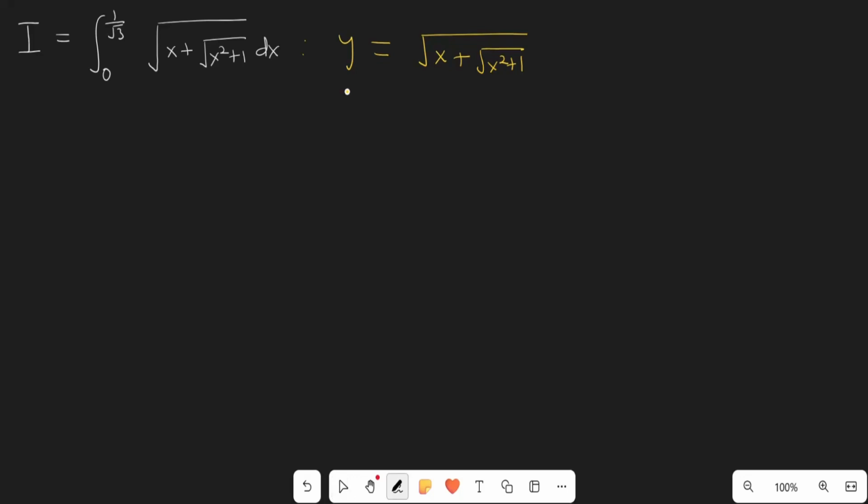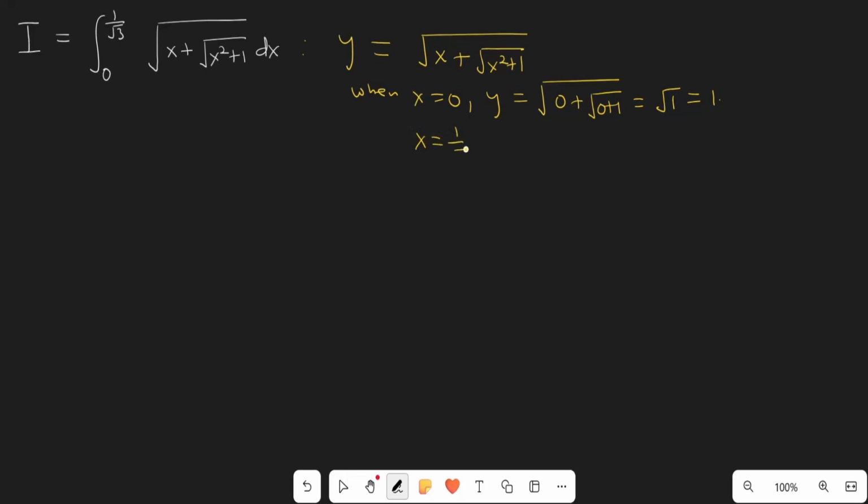So we are now going to do the change in limits, right? When x is 0, that is the lower limit, y is going to be equal to the square root of 0 plus the square root of 0 squared plus 1, and that is the square root of 0 plus 1, which is the square root of 1, and that is equal to 1. So when x is 0, y is 1. What about the upper limit?